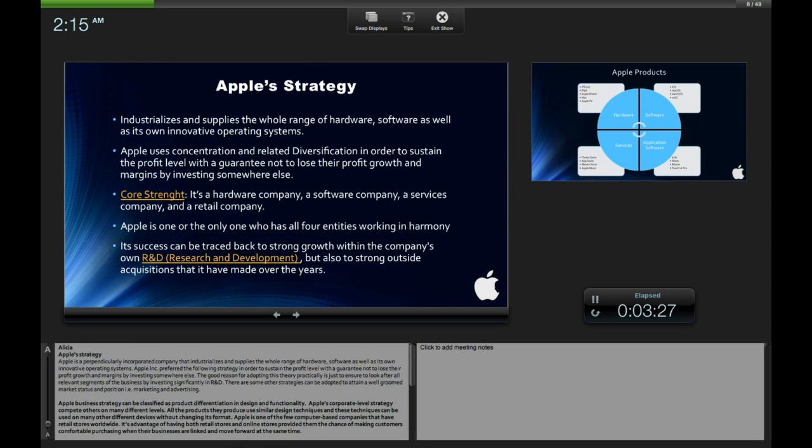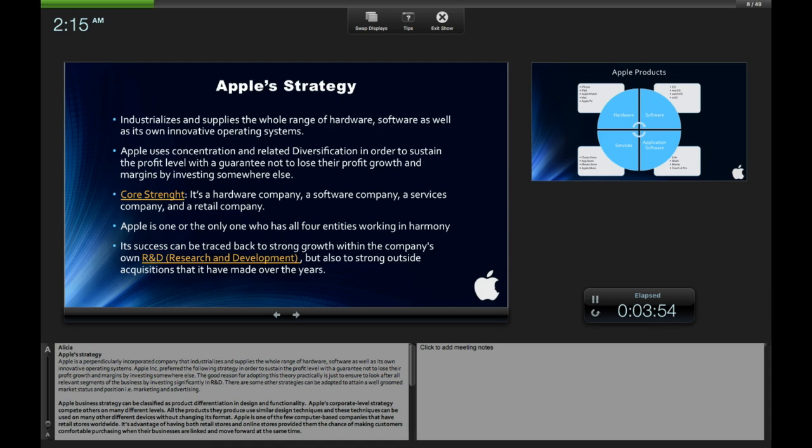The Apple strategy, this is where Alicia comes in, and she's gonna be explaining that the Apple strategy industrializes and supplies the whole range of hardware, software, as well as its own innovative operating system. Apple uses concentration and related diversification in order to sustain the profit level with a guarantee not to lose their profit growth and margins by investing somewhere else.